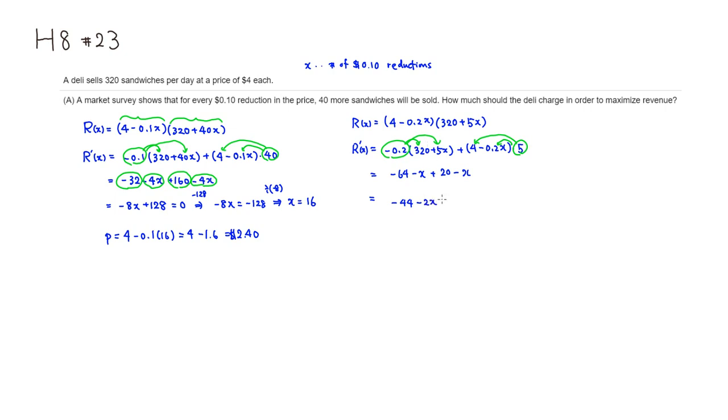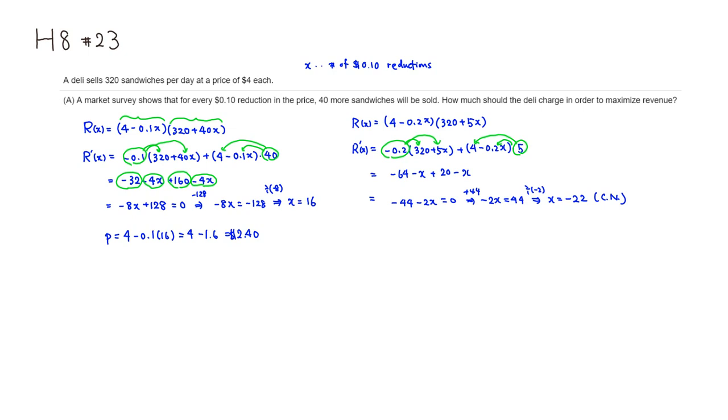Let's set that equal to 0 to find the critical number. Add 44 to both sides, so you have negative 2x equals 44. Divide through by negative 2, and it's negative 22. So this is a critical number.